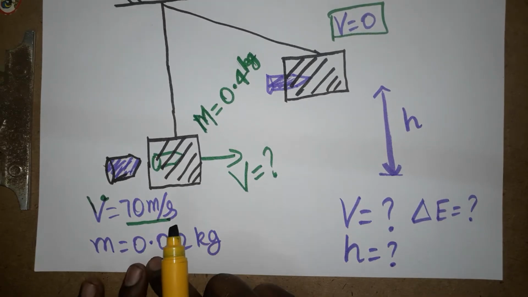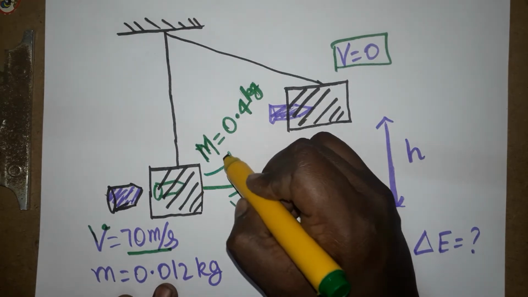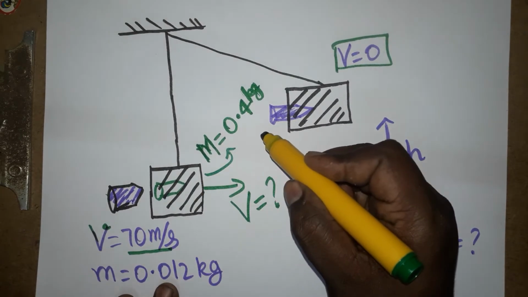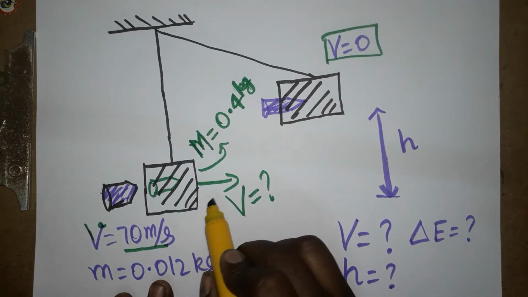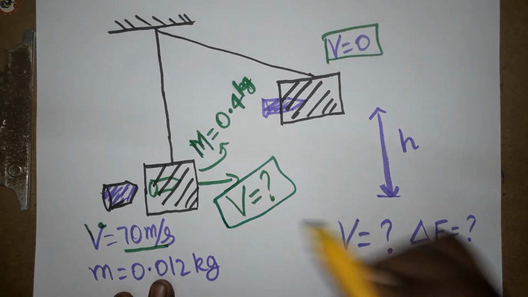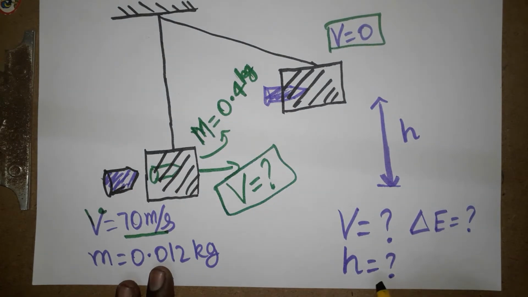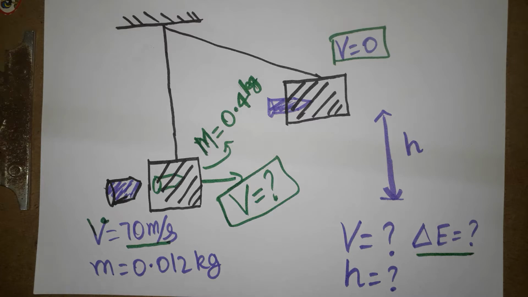The mass of the bullet is 0.012 kg and the mass of the block is 0.4 kg. Now the question is, what is the initial velocity of the block and bullet together, how much height will they rise, and how much heat energy is going to be produced. It's actually a very easy problem if you understand.